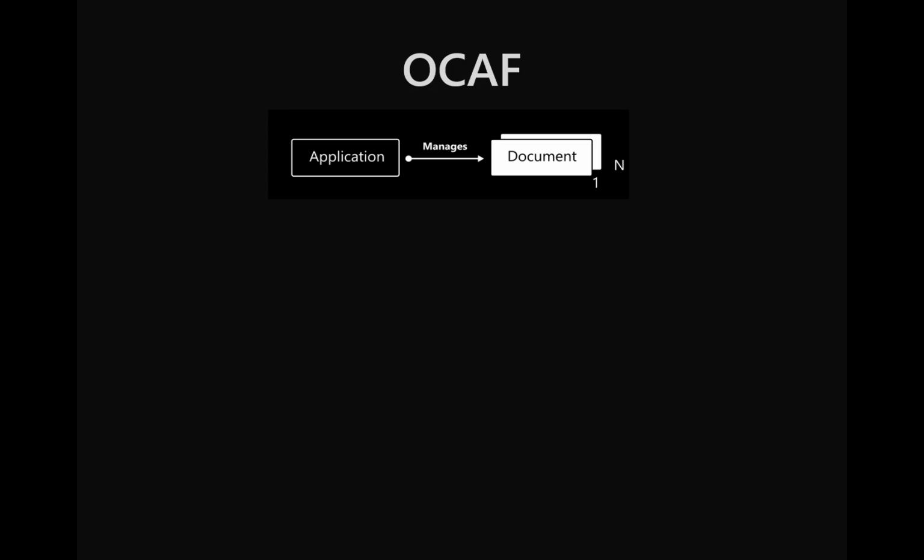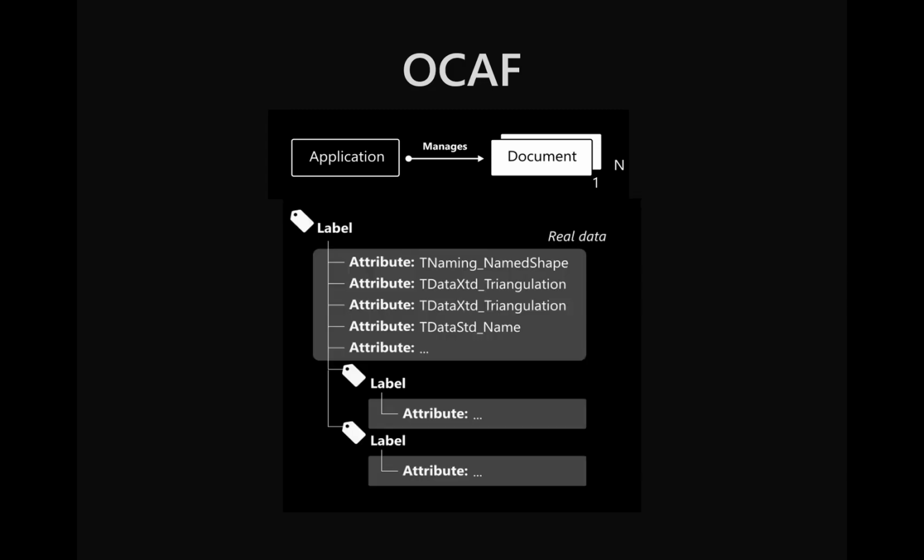What is a document? You can think of a Word document or any other document in an Office application. That's basically the same idea. You have a document and you put all your engineering data into that document. And the document itself is a hierarchy. There are two main entities in this hierarchy. One of them is label, and label is something to express the hierarchy itself, because hierarchy is a hierarchy of labels. And the real data is stored in what we call attributes.